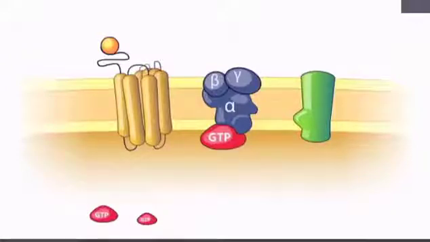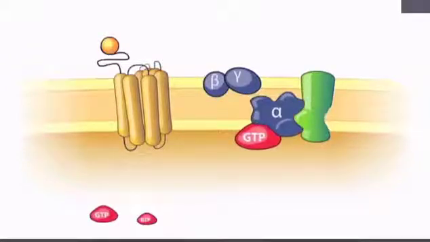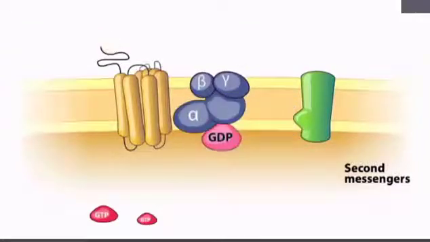The alpha subunit can go on and affect other enzymes. The signal is then perpetuated downstream by what we call second messengers, which is whatever the enzyme products of this enzyme are. Eventually the G protein will self-hydrolyze the GTP back to GDP, which will reset the G protein.